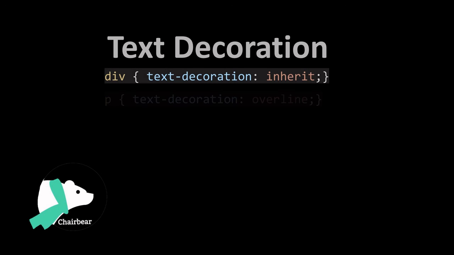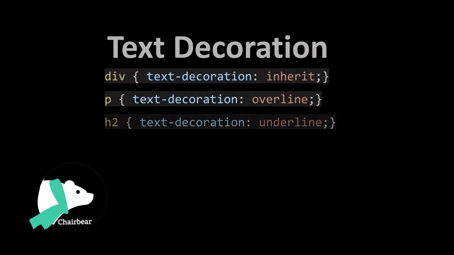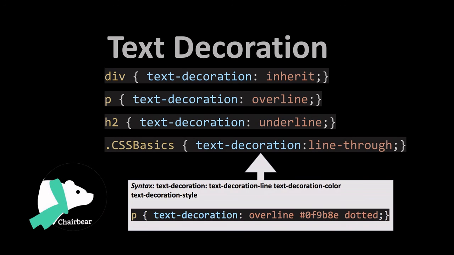Text decoration. This property can be used to decorate text. Values include none, which is the default; inherit, which means the element takes the value from its parent; overline, draws a horizontal line above the text; underline, draws a horizontal line below the text; and line through, draws a horizontal line through the text. This is the same as the strike HTML tag. You can combine values in a space-separated list to add multiple decorations.